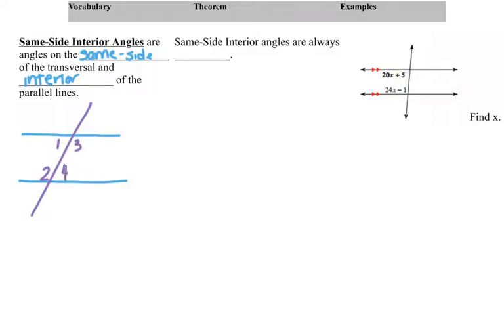Also 3 and 4 would be another pair of same side interior because they're inside the parallel lines and they're on the same side of the transversal. So here's what you have to know about them. Same side interior angles are always supplementary. And if you have forgotten, supplementary means equal to 180 degrees. So same side interior, supplementary. They all start with the same letter, so it's kind of easy to figure out.